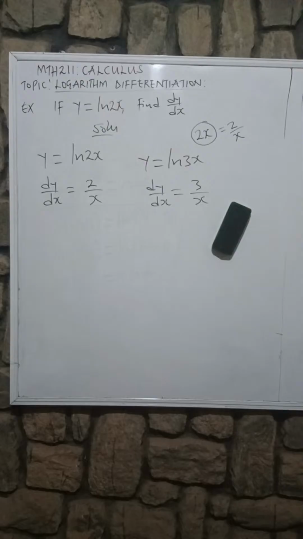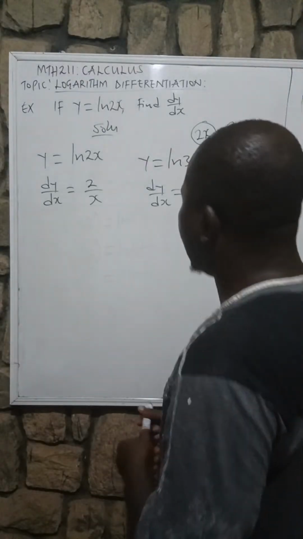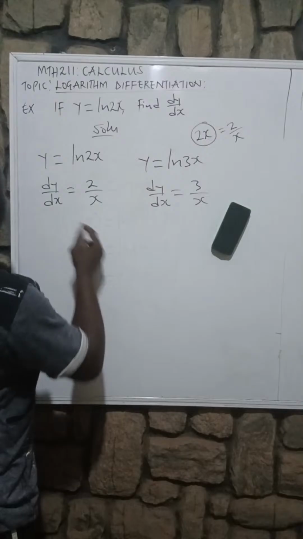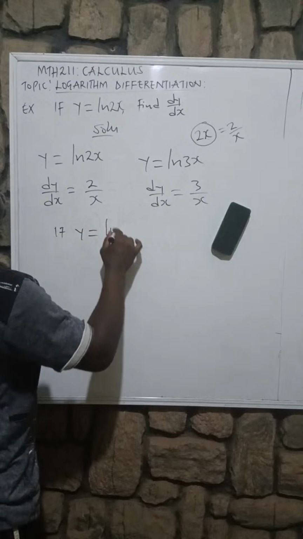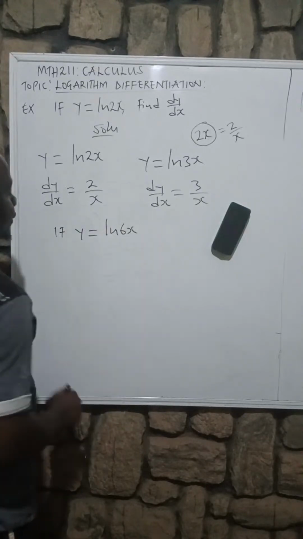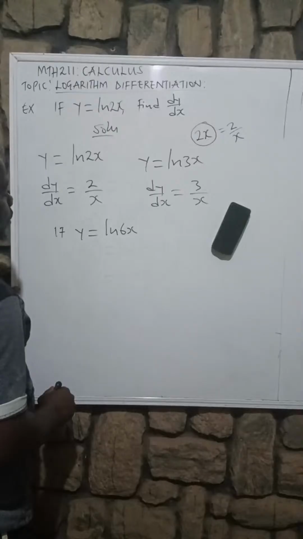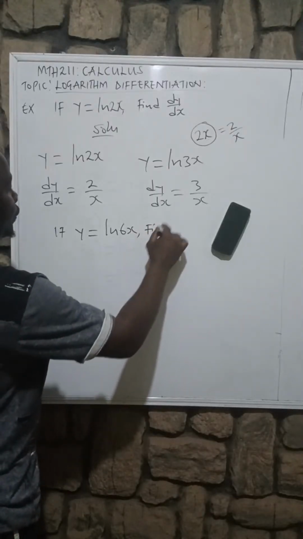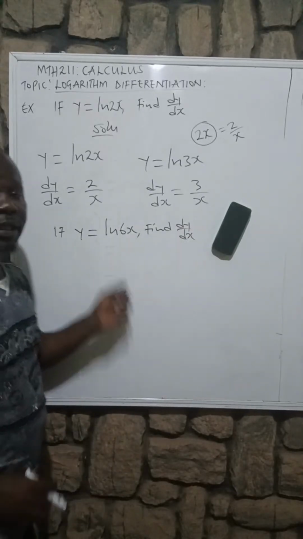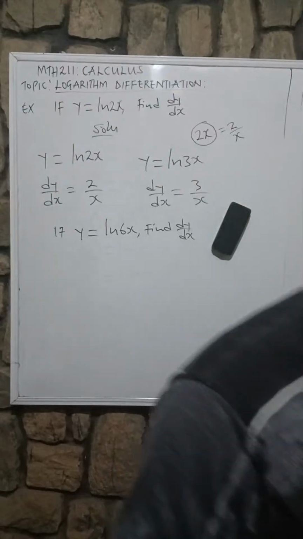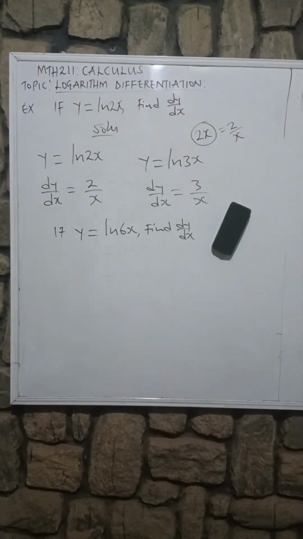Let's proceed to consider. I want you to look at this. What if we have y equals ln 6x? Then we are asked to find dy over dx. Somebody should tell us the answer. I'm waiting. What is the answer, please? 6 over, yeah.